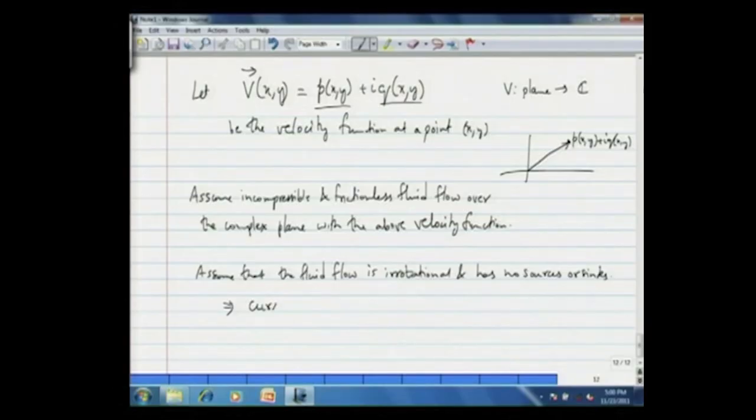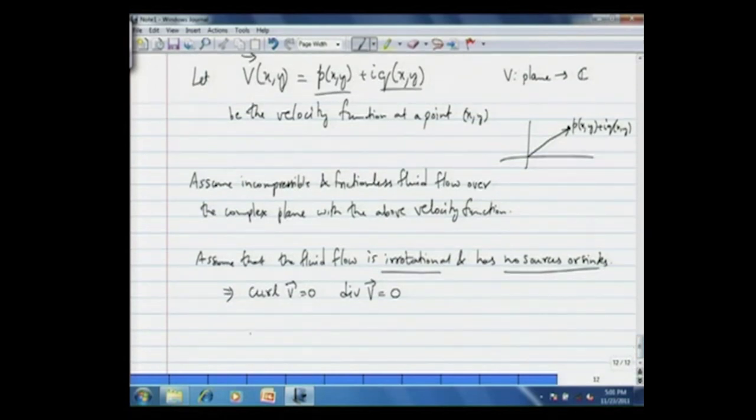So what that translates to in terms of this vector valued function is that the curl of the vector function v bar and the divergence. The irrotational condition says that the curl is 0, and no sources or sinks says that the divergence of v bar is 0. So we can calculate the divergence and curl of these and equate them to 0.